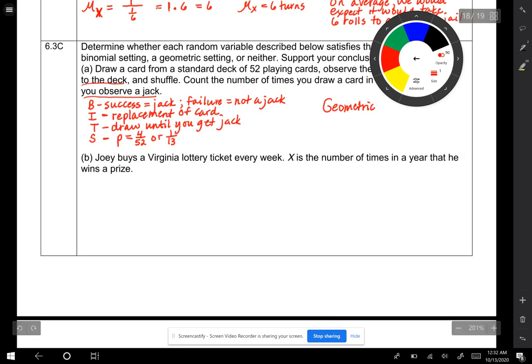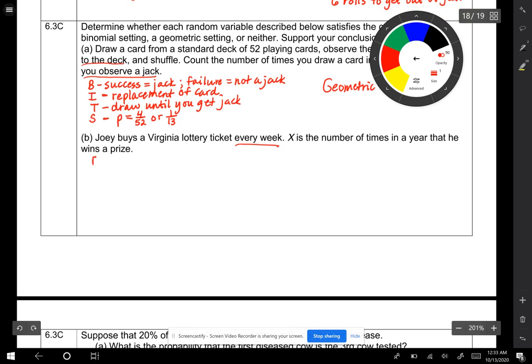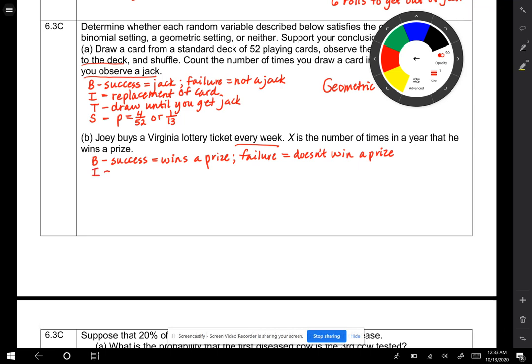All right, next one. Joey buys a Virginia lottery ticket every week. X is the number of times in a year that he wins a prize. Okay, so B, success equals wins a prize. Failure, doesn't win. Is the independence condition met? Well, buying one ticket is independent each week.